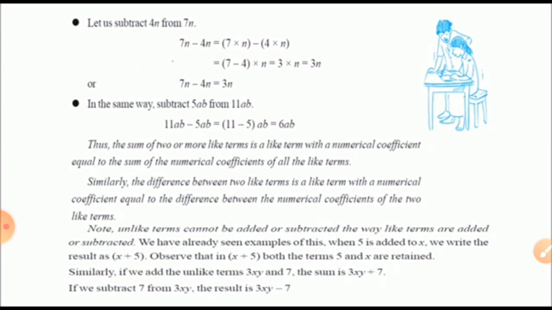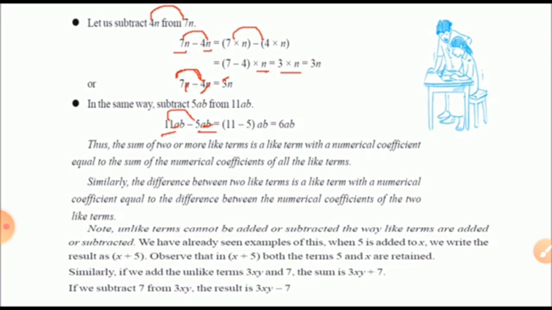Now let us understand: subtract 4n from 7n. Many students are doing 4 minus 7. No need to say like that. Whenever you find this type of sum, 4n from 7n, it means 7n minus 4n, beta. So n will be the common, 7 minus 4 will give you 3. So the answer is 3n. But directly also you can say 7n minus 4n gives you 3n.